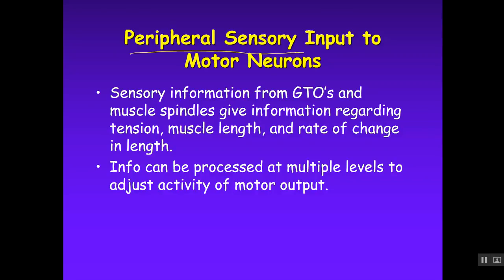Or there's not enough force because this box is heavier than I expected, and I need to up-regulate the force. And so that's all happening at the spinal cord level and brainstem level and cerebral level. That information gets processed on a number of different levels and then activates your motor pathways to ramp up, ramp down, whatever it needs to do to modulate output.